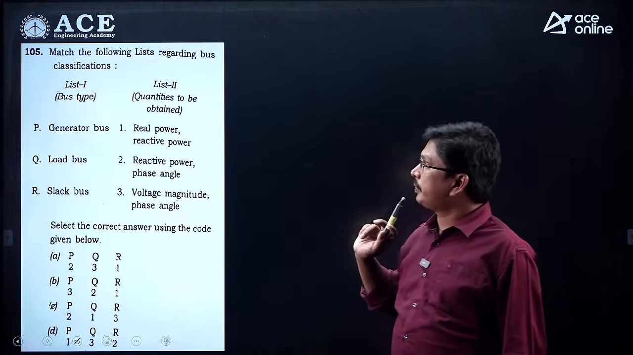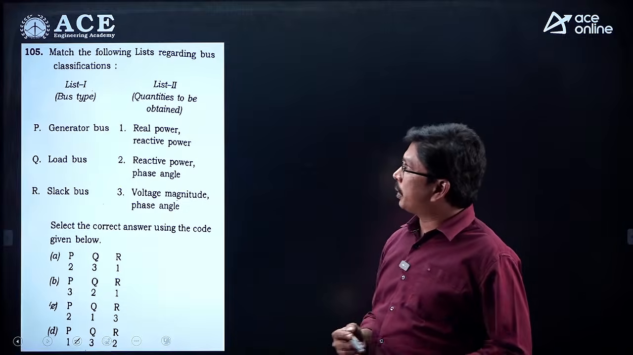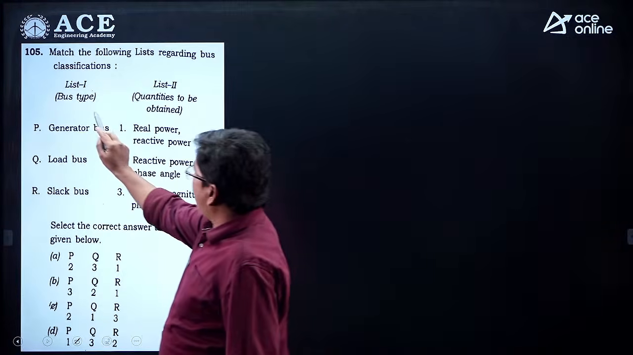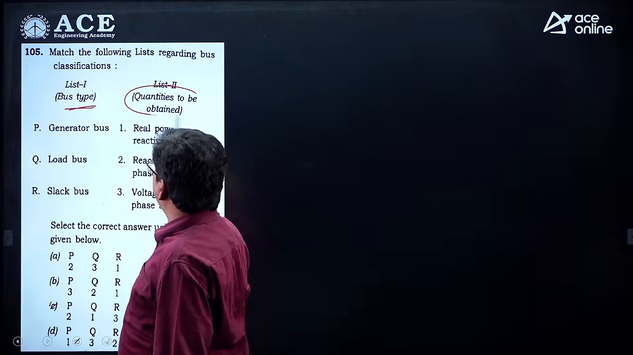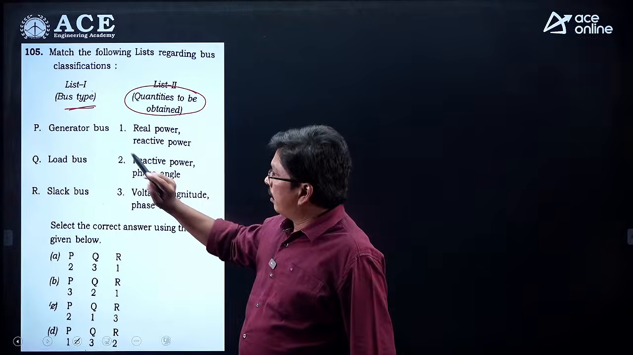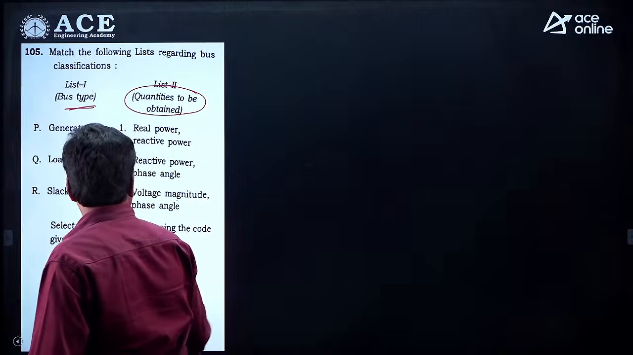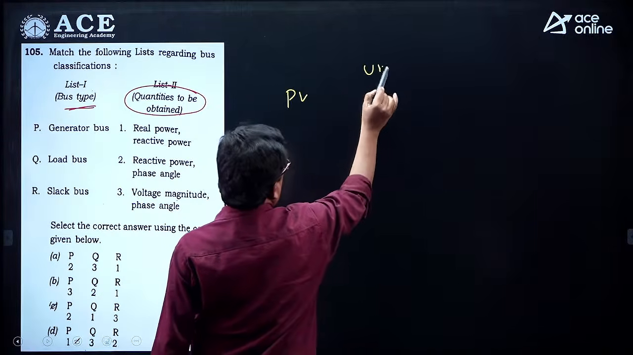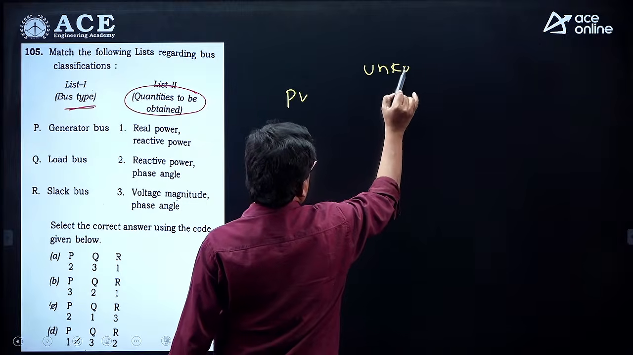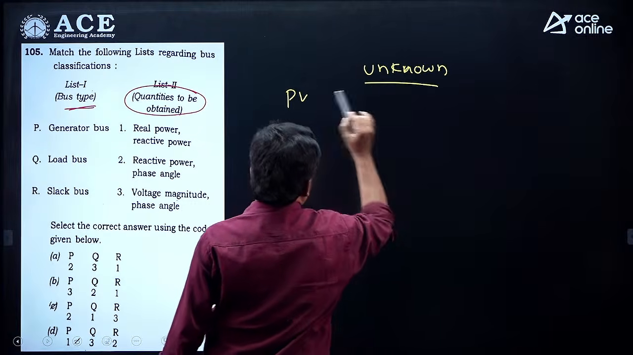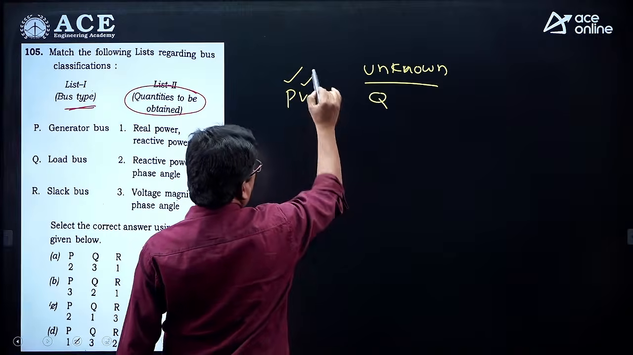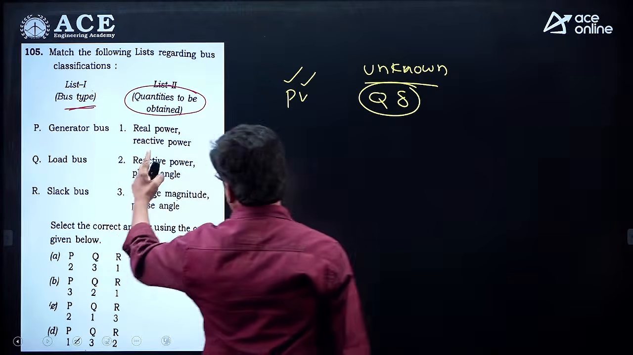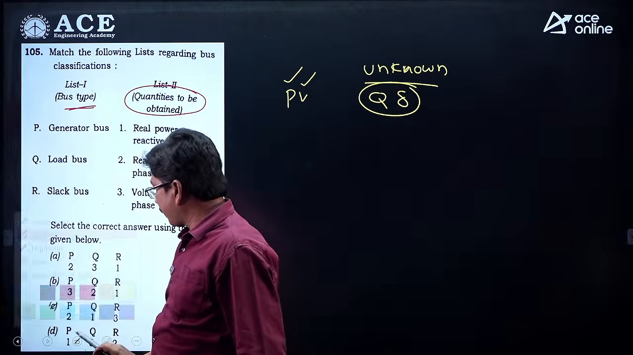Statement 3. Right. And a very basic question, students, about the classification of buses. Bus type is given and the quantities to be obtained are given. For the generator bus, it is a PV bus. Which are the unknown quantities? P is known, so Q is unknown; V is known, so delta is unknown. So for the generator bus, reactive power Q and delta are unknown: P2.